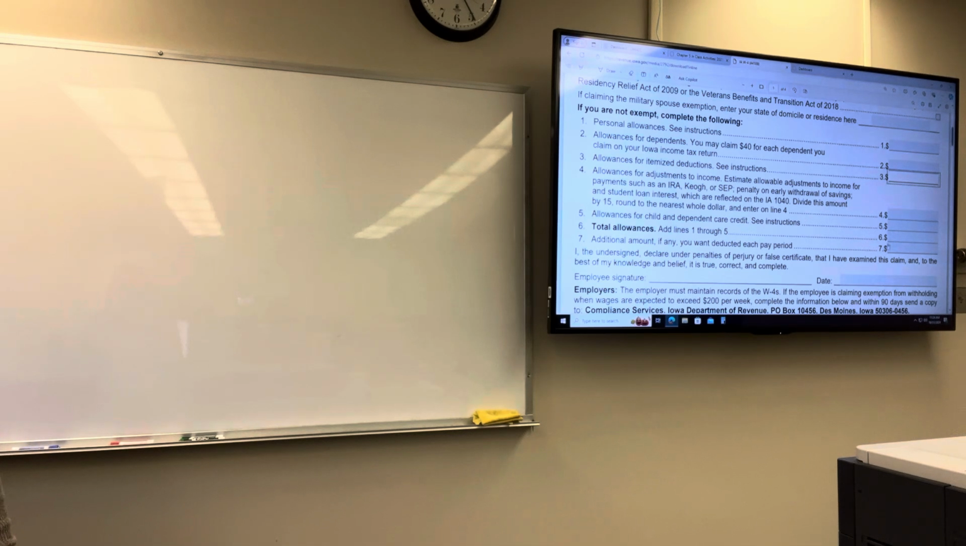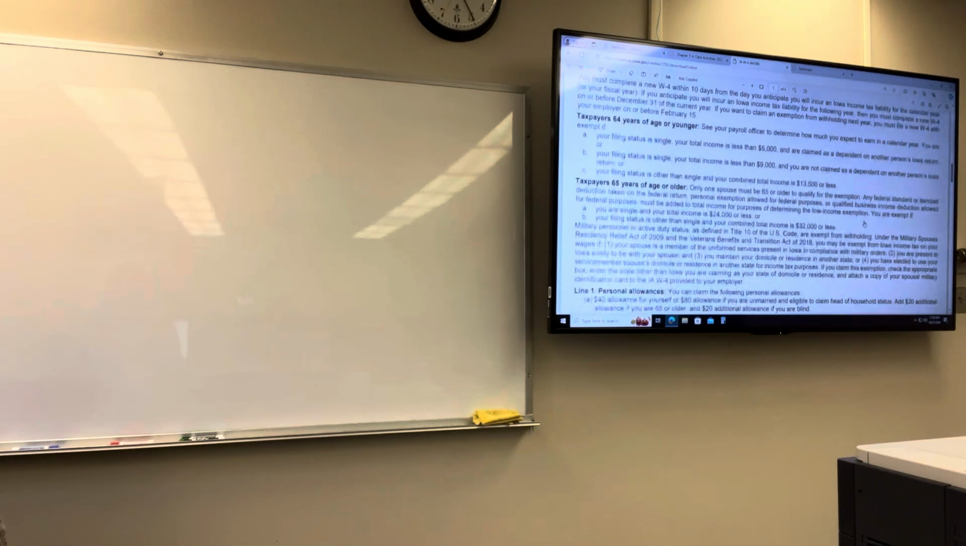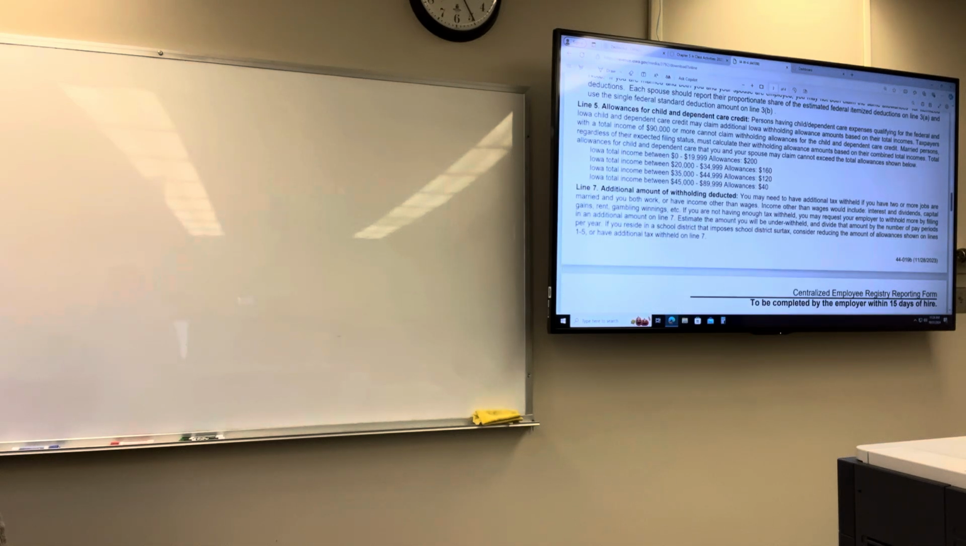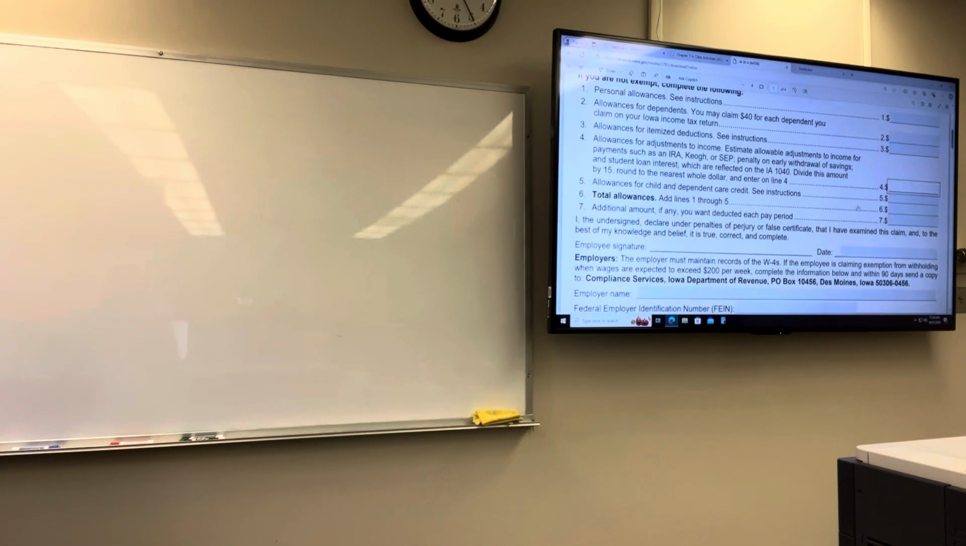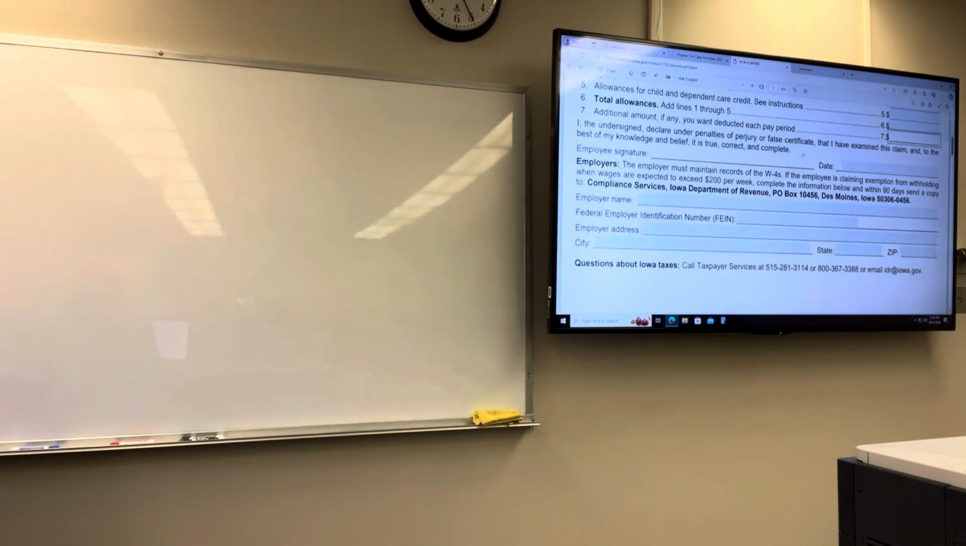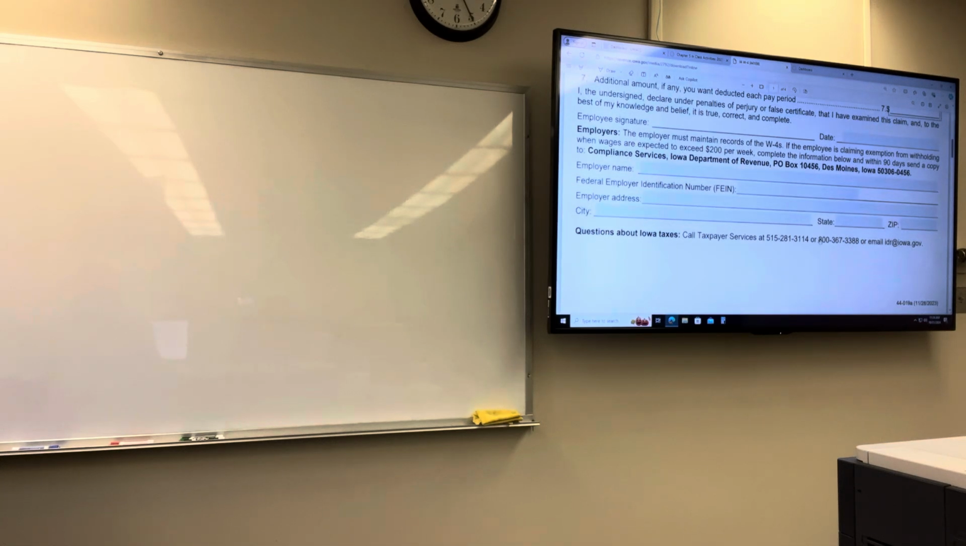Those adjustments would show up on a Schedule 1 on the federal 1040. So you'd enter that, divide the amount by 15, and you'd have an additional amount there. Allowances for child and dependent care, again, there's another worksheet for that listed here. It's dependent upon your income how much that would be. Then you total all of that up, and if you want an additional amount withheld, you can list just a flat dollar amount there on line 7. The employee signature, all of that stuff, employer information.